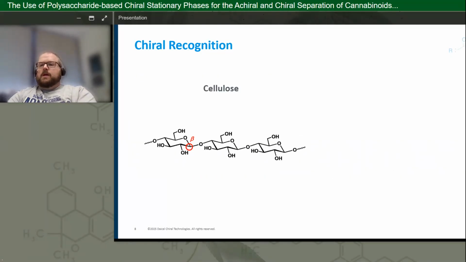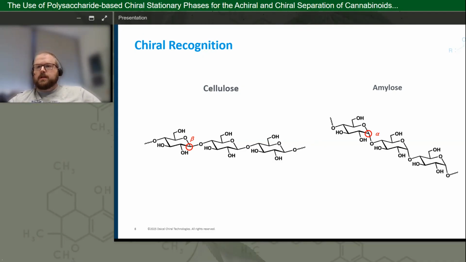Now, I did say that we have two polymers primarily available to us. We have cellulose, which is a glucose polymer constructed primarily of beta linkages. The beta linkages result in more of a flat, linear organized structure for cellulose. Then in the case of amylose, we have alpha linkages, and that generally gives us a more disordered, random, branched structure.